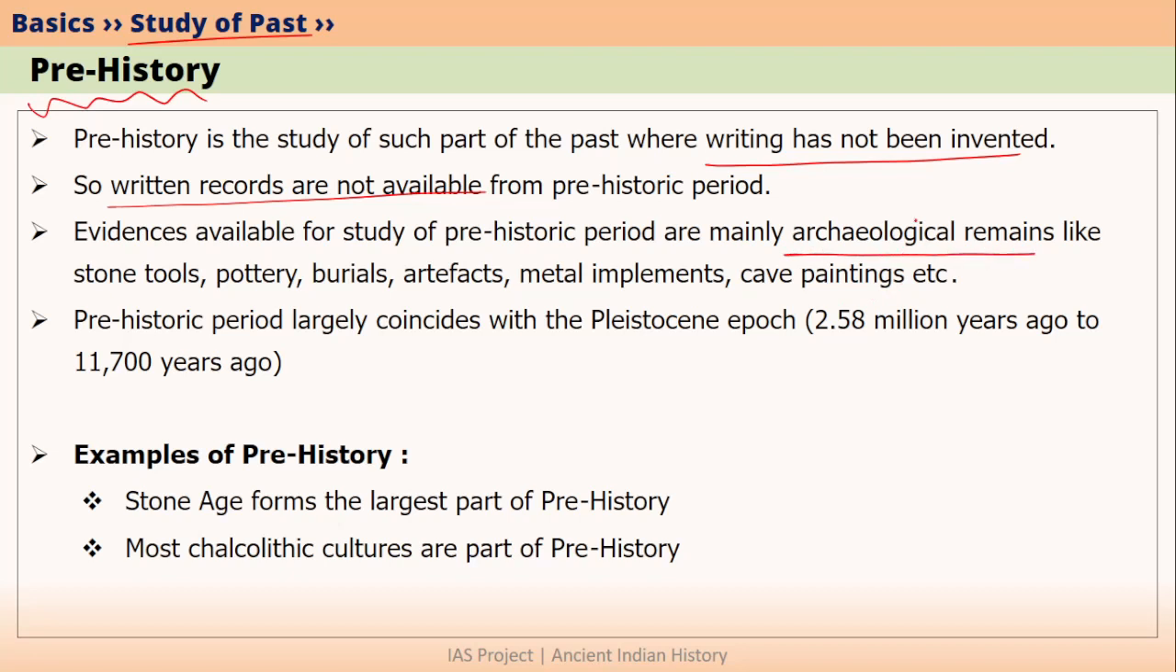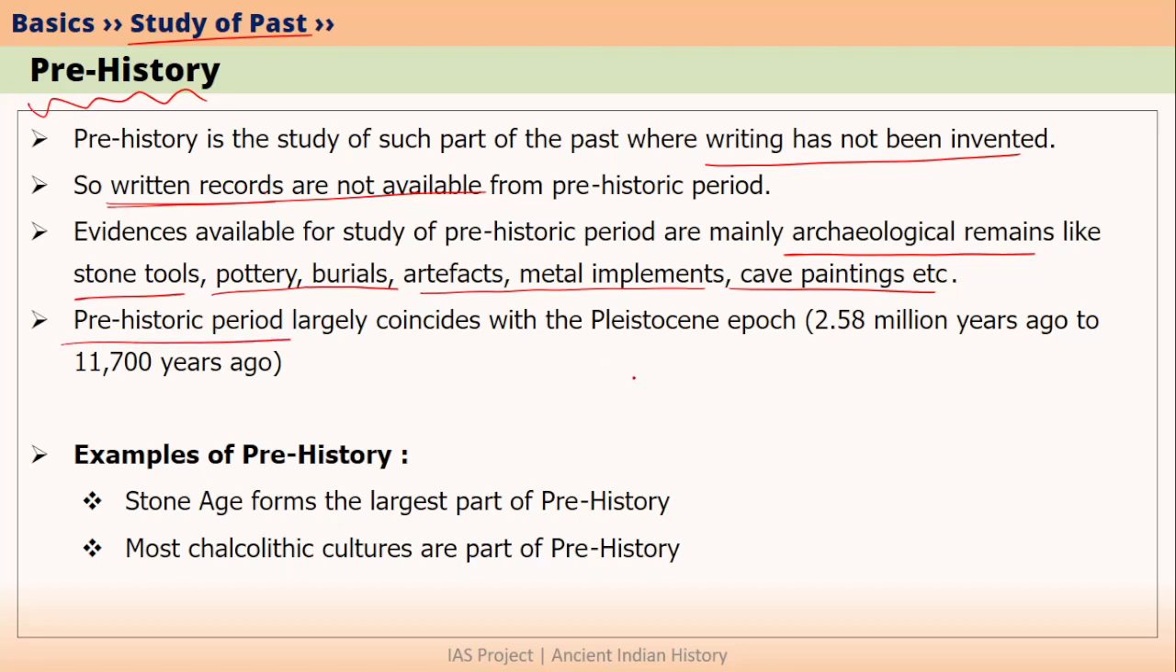What are archaeological remains? Stone tools that are used by people, their pottery, burial practices, artifacts and metal implements, cave paintings, all these are called as archaeological remains, and these archaeological remains are used to study prehistoric people because we cannot get any help from writing records as they are not available.